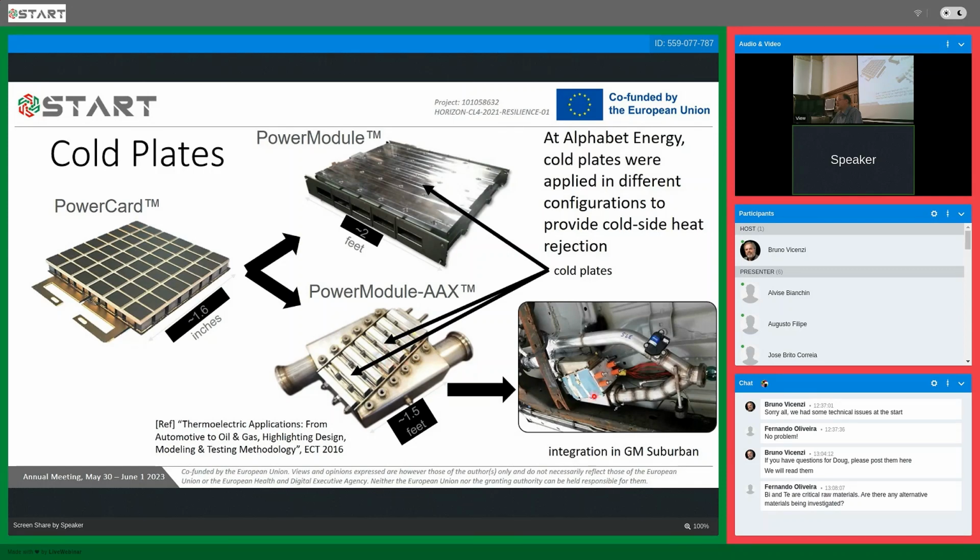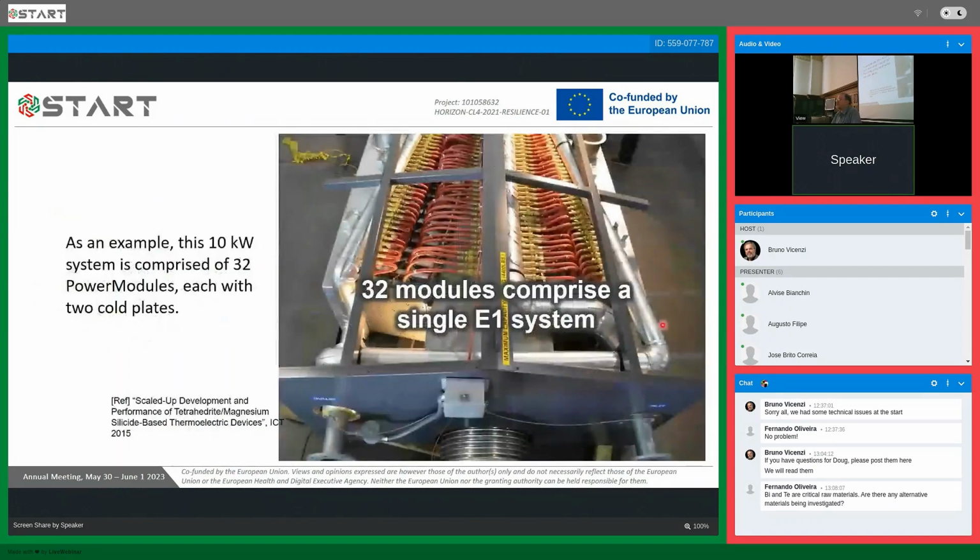This generator was also integrated into a GM Suburban, and you can see the integration of that here. I mentioned the E1: 32 of those power modules comprised a single E1 system. This was for a 10 kilowatt system, and each of them had two cold plates on either side.